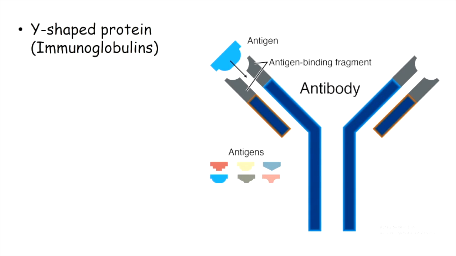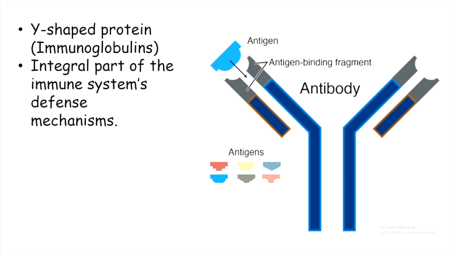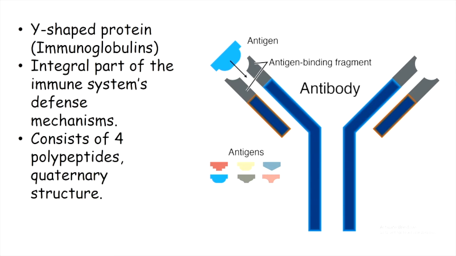It is essentially a Y-shaped protein, also known as immunoglobulins, which are created by plasma cells, split from specific B cells during an immune response. They are one of the only things capable of neutralizing diseases within the body, aside from macrophages and neutrophils. They are also an integral part of the immune system's defense mechanisms, as it is the reason why we are able to create immunities against these diseases.